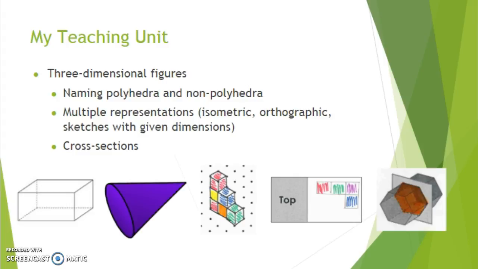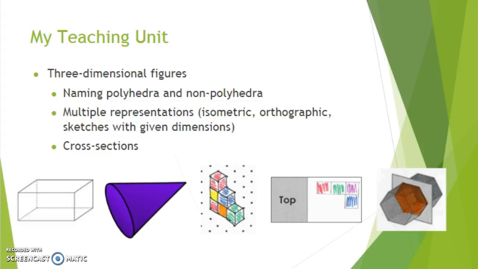classified as polyhedra or non-polyhedra, and I've put some examples at the bottom of the screen there. The first picture is an example of a polyhedron, a three-dimensional shape with straight edges and polygon faces. The second picture is a cone, and that's an example of a non-polyhedra because it has curved edges.